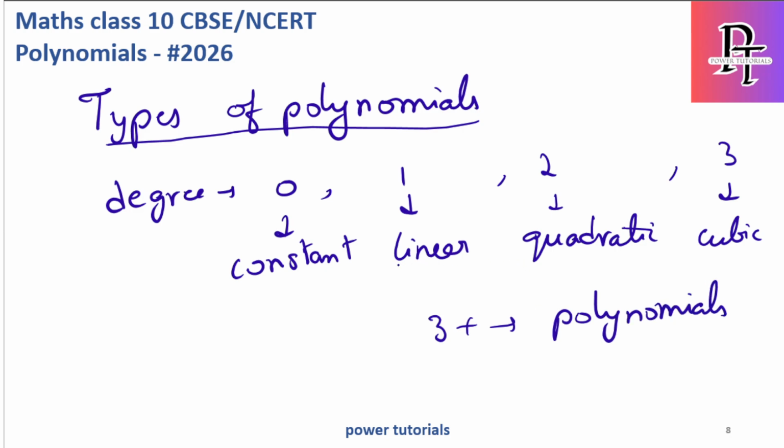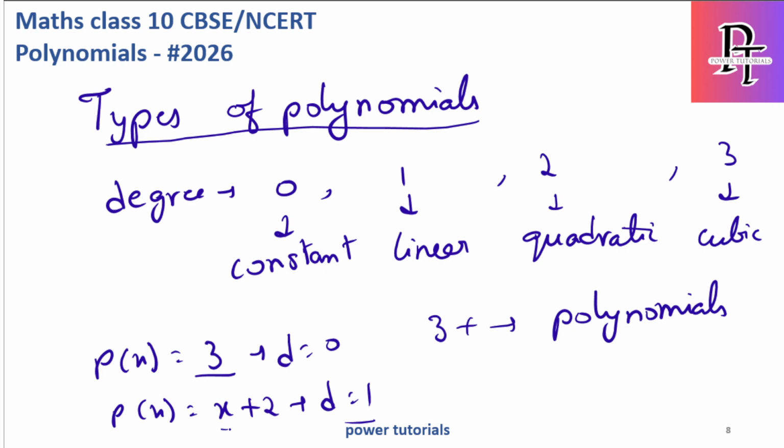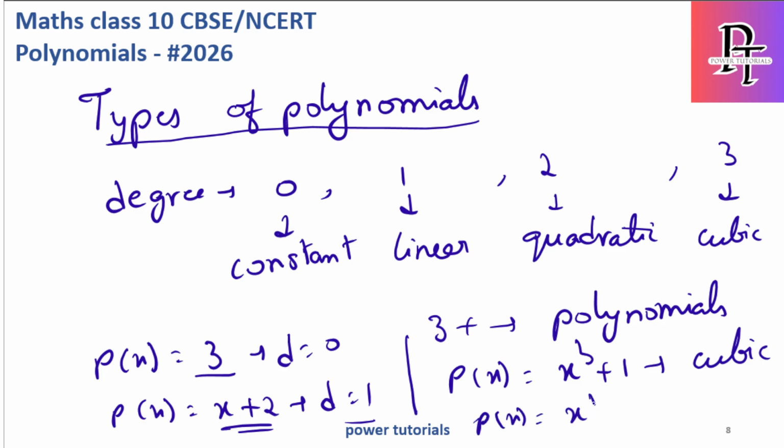So 0 is a constant, like if I have a p of x whose value is 3, there is no variable here, so it is a polynomial having a degree of 0. And suppose p of x is equal to x plus 2, here the degree is 1, so we call it linear. And if I write p of x as x cube plus 1, then the degree is 3, so it is called a cubic polynomial. Same way, p of x is equal to x square plus 2 is called quadratic.